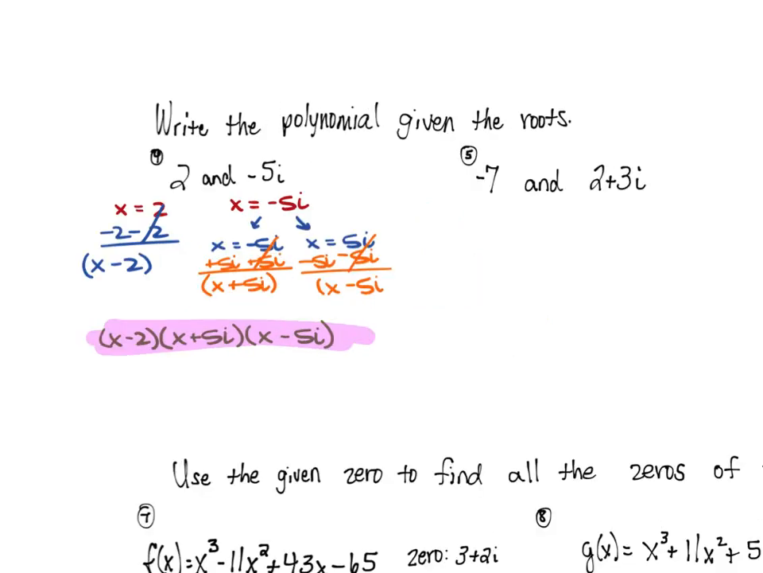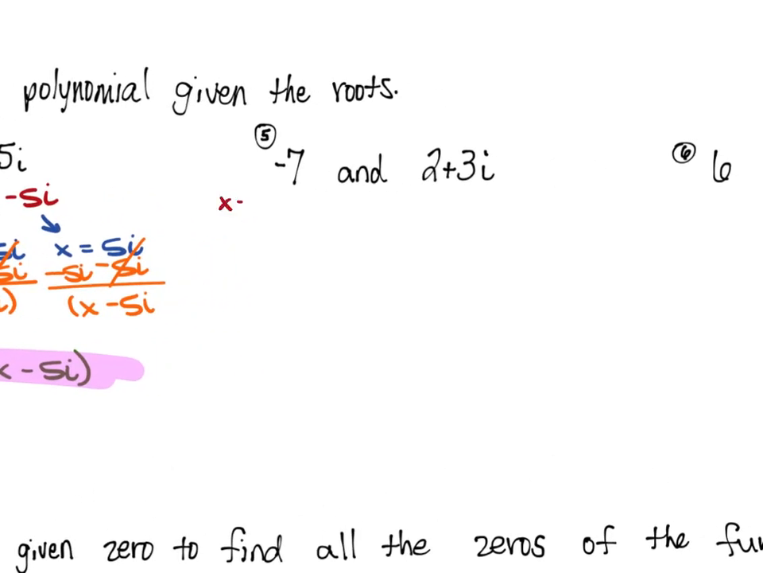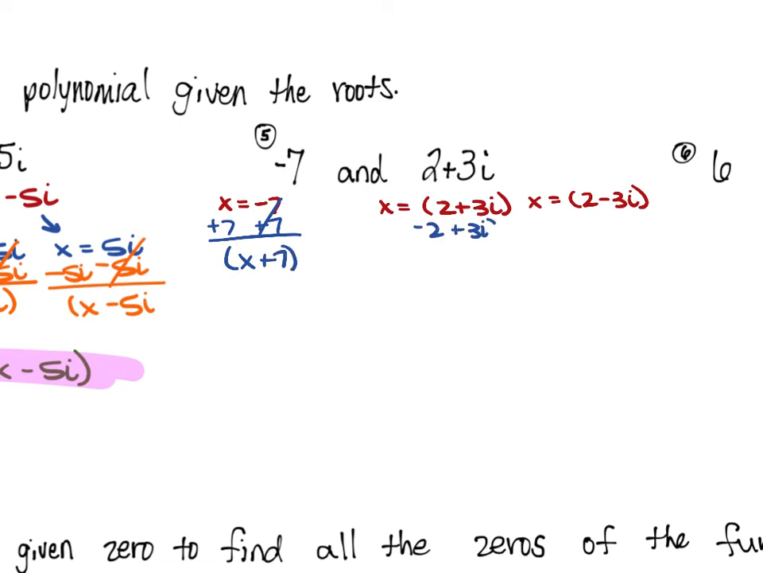For example 5, we have negative 7 and 2 plus 3i. So again, this is going to give us x is equal to negative 7, as well as x is equal to 2 plus 3i. Remember, we're going to take the complex conjugate of that 2 plus 3i. So we're not just going to have the 2 plus 3i, but we're also going to have x is equal to 2 minus 3i. So move these terms over to get them both on the same side of that equal sign. We're going to add the 7 to each side. We get x plus 7. We're going to subtract the 2 plus 3i from each side.